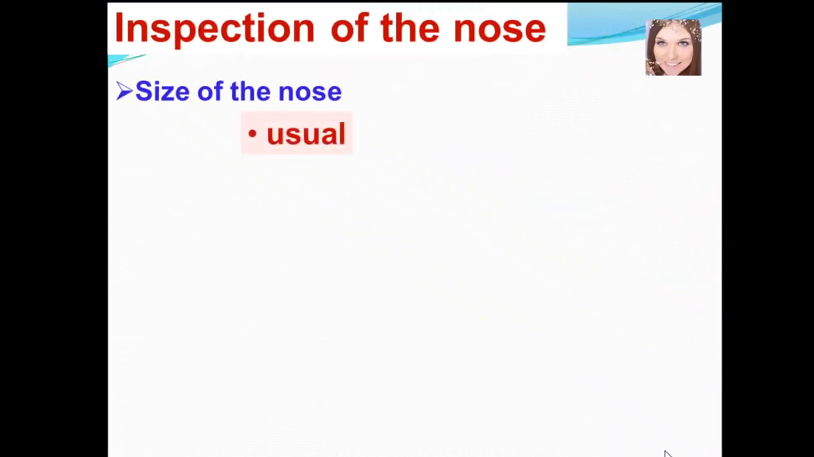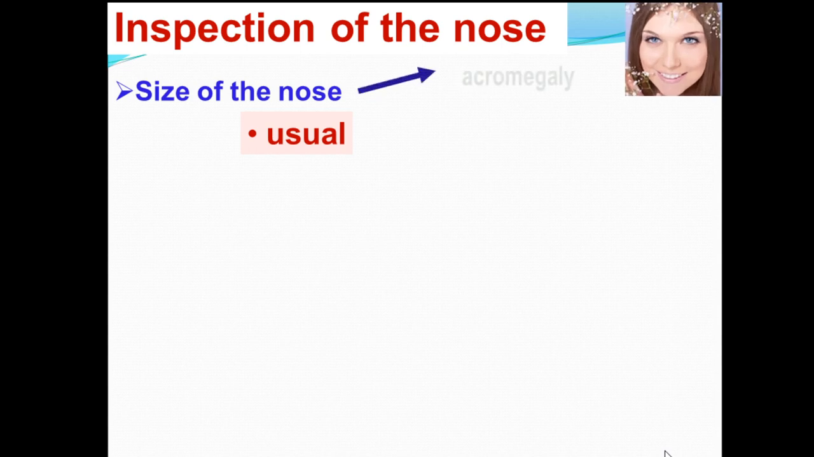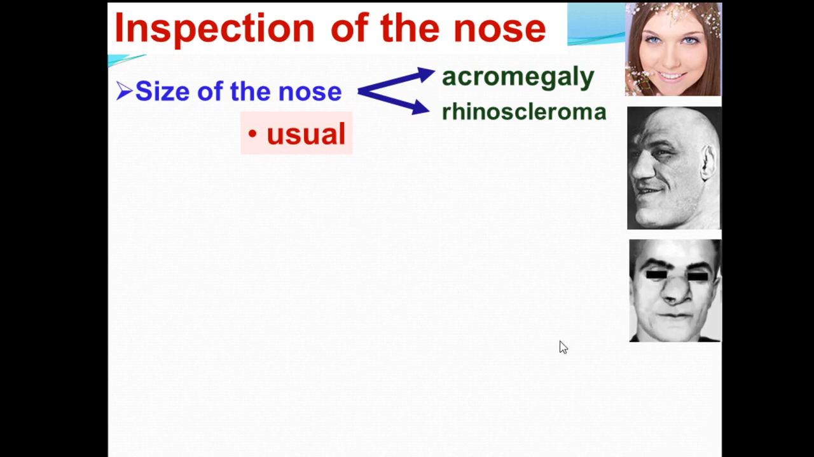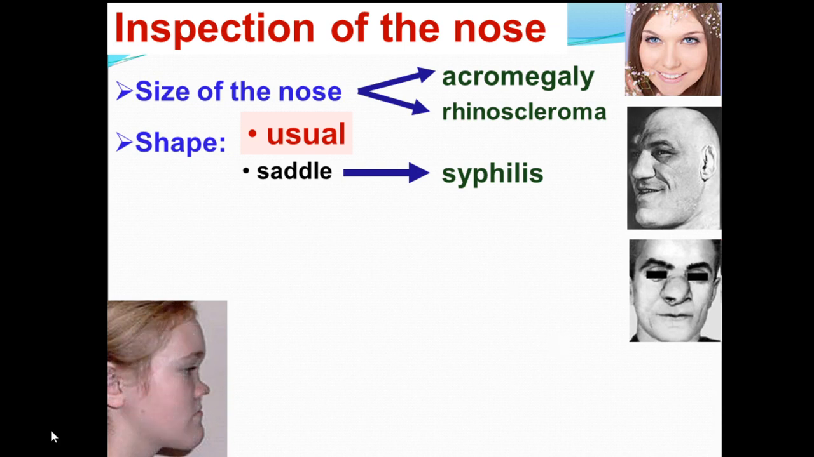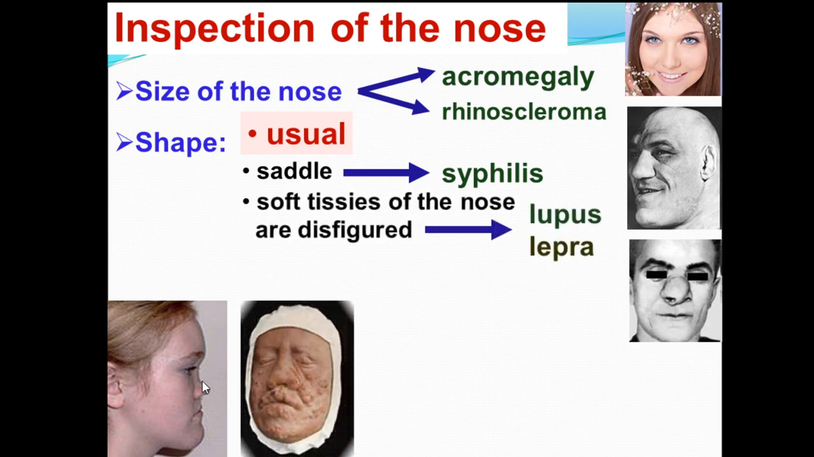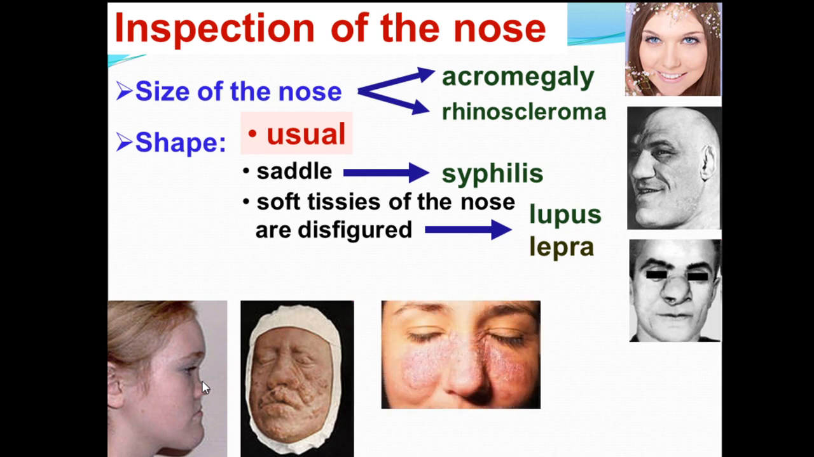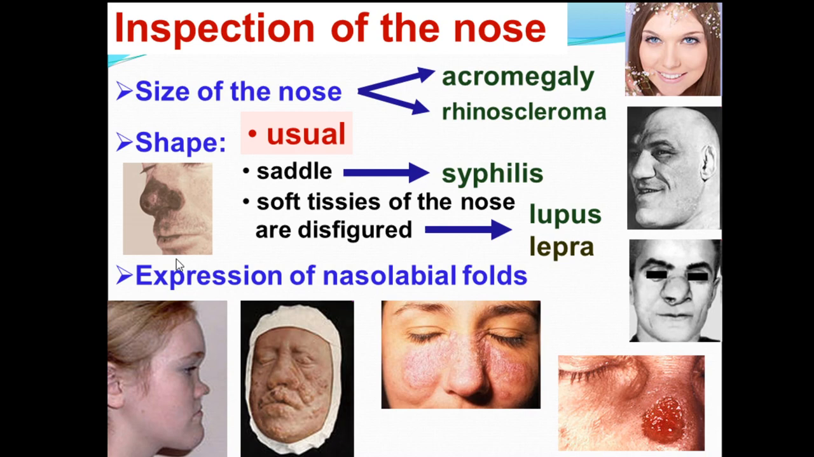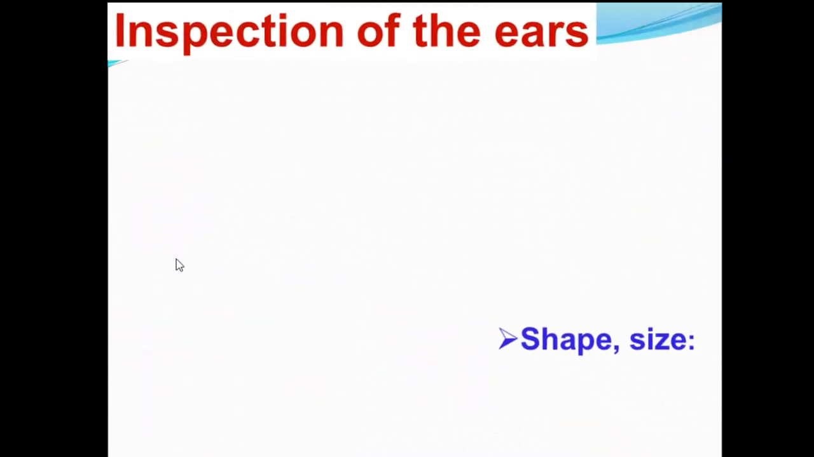During inspection of the nose, we'll pay attention to its size, which is normally usual, but it may be enlarged in a patient with acromegaly, or disfigured in a patient with rhinoscleroma. The shape of the nose may also change in some pathology. It becomes saddle-shaped, for example, after syphilis or in its chronic development. Soft tissue of the nose is disfigured in lupus and leprosy, sometimes significantly, and in some systemic diseases. You see specific affection of the nose, and we can reveal some trophic disorders or hyperpigmentation, which also may be a result of specific diseases or new growth. We'll pay attention to the expression of the nasolabial folds, which indicates some pathology.